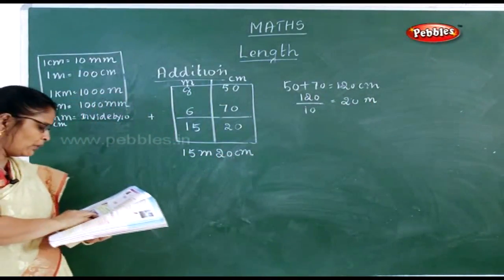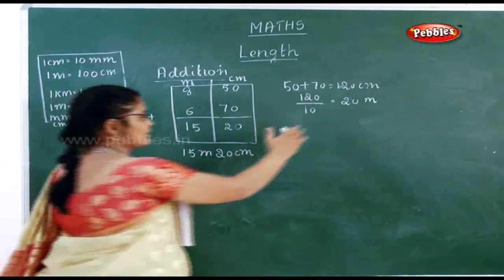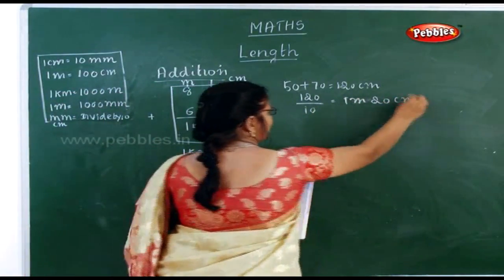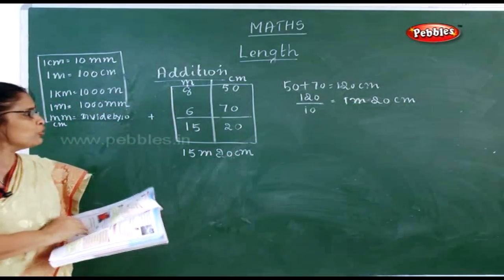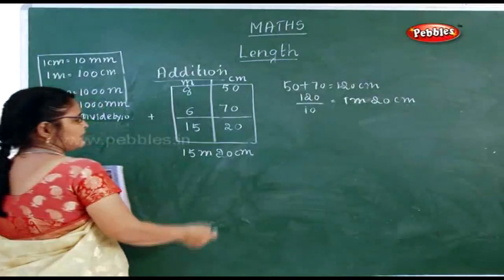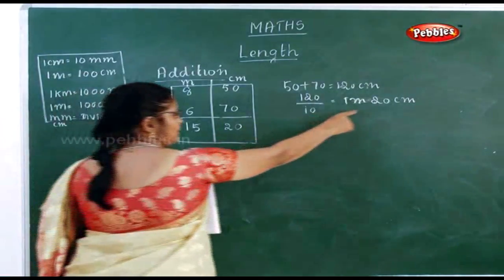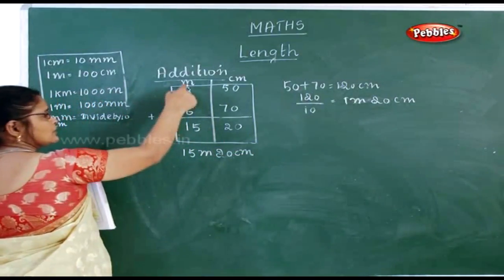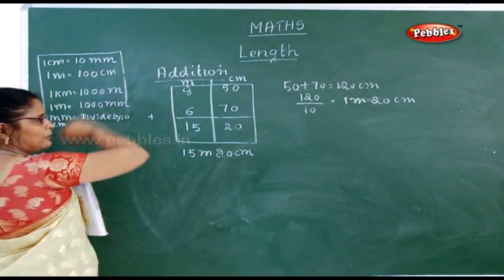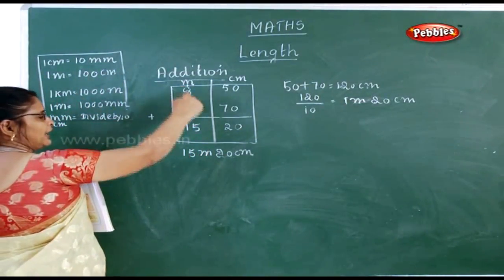Right. Now 20 meter you will write. That is 1 meter. I am sorry, it is 1 meter and 20 centimeter. This is how you will write 1 meter and 20 centimeter. So when you do 1 meter and 20 centimeter, this 20 you have to write here, and this 1 meter will be added here. So you have to add this and do.